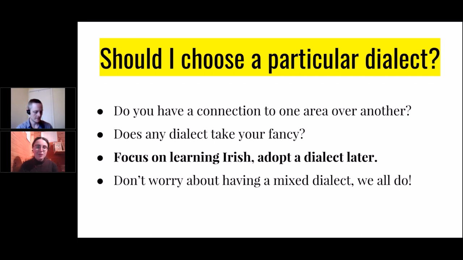So you might be asking yourself that. So do you have a connection? The first question to ask yourself is, do you have a connection to one area over another? Maybe your ancestors came from a certain area and you want to speak the Irish from that area, if you know of the dialect which was once spoken there or which is still spoken there. Also, for example, like you did a beginner's course in Ulster Irish, so you may take the decision, or you may not, to stick with Ulster Irish. All up to yourself, of course, as it is with everyone.